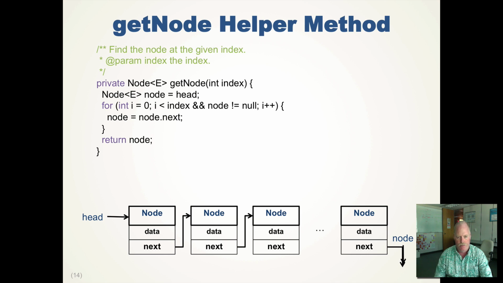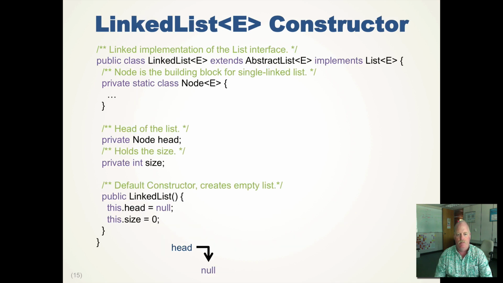So now that we have the helper methods out of the way, let's start implementing the public methods of the linked list. We have a default constructor that creates an empty list. We set the head to null, which means it's empty. The head is the end, and we set its size to 0. Very simple.